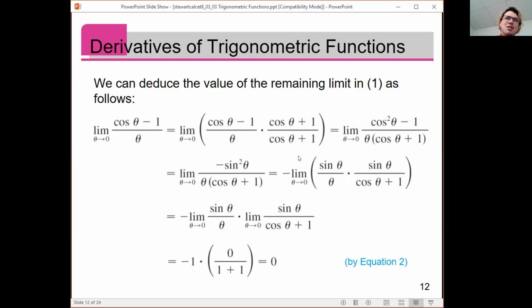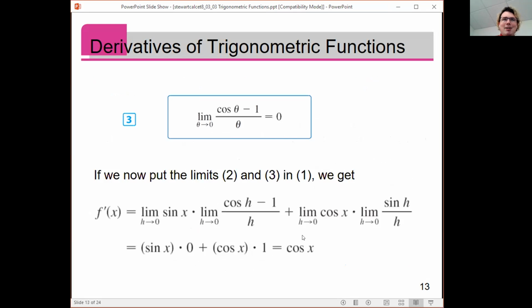Well, hey, that numerator is just a negative sine squared. I like sine squared in this limit because this is the limit of sine of theta on theta times the limit over here. So I get negative 1 times, well, sine of 0 is 0, cosine of 0 is 1. This fraction must be equal to 0. So my other limit here is equal to 0. Altogether, f prime of x has to be the cosine.